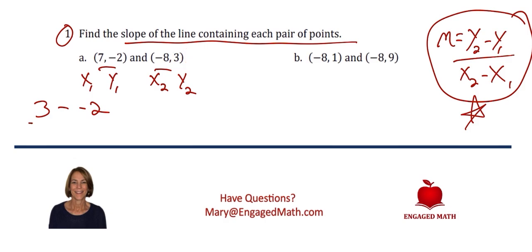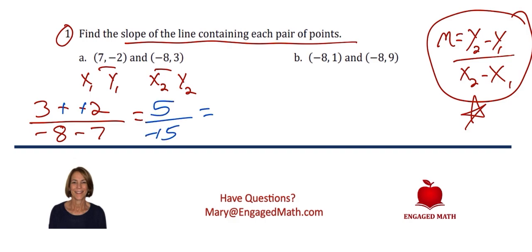Now, when we get that, we're going to have to turn that into addition in a minute. But in the denominator, we have the change in the x value. So it's negative 8 minus 7. When we simplify this, the 3 minus a negative 2 becomes a plus 2. So we end up with 5 in the numerator and negative 15 in the denominator. And a little review of reducing fractions, that becomes negative 1/3. Okay, let's look at the next one.